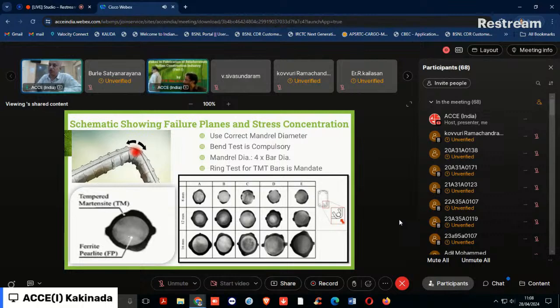A TMT bar is a composition of an outer tempered martensite, that is generally 10 to 15% of the area as the outer ring, and a ferrite-pearlite core which gives the percentage elongation, and the outer martensite gives the yield stress due to its hardness and tempering process. The inner core should be concentric with the outer martensite phase. This concentric formation during the metallurgical phases and the steel manufacturing process is important to minimize cracking at the bends.